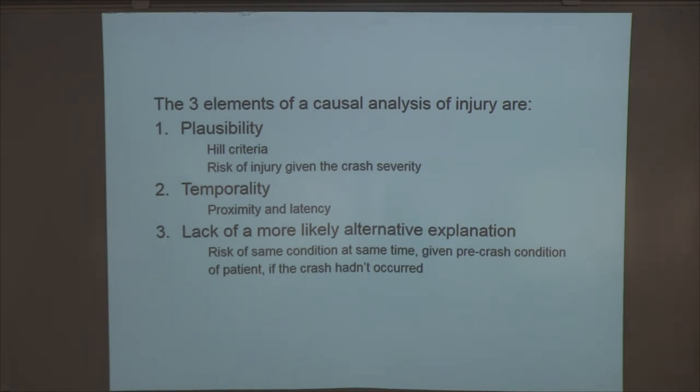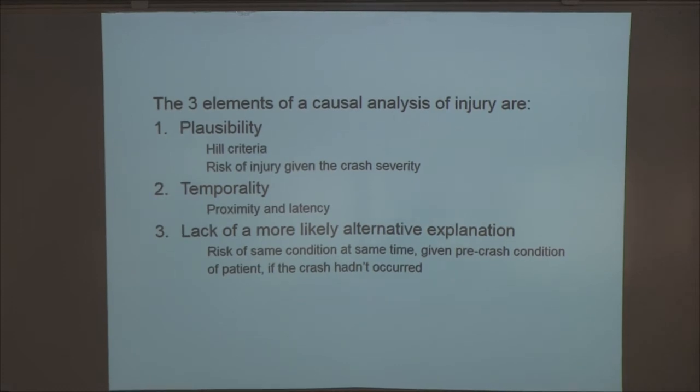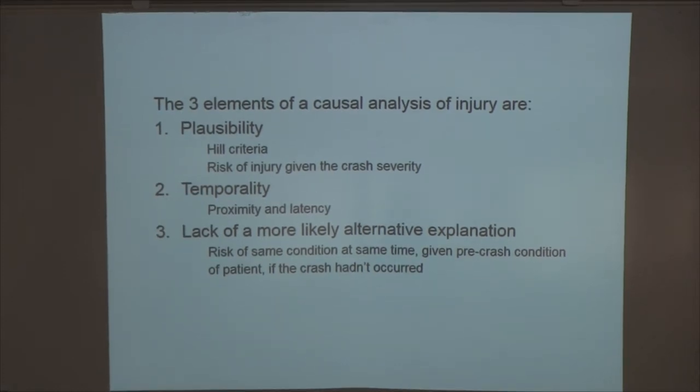And not just because I wrote it, which I thought was really good too, don't get me wrong, but because there was no dissent. Everybody said, yes, this is the way we're supposed to do it. We start with the concept of what are called the Hill criteria, implausibility, and we assess risk. We then assess the temporal association between the event and the injury, and we assess whether this person was more likely to have the same injury at the same time had they not been in the crash.